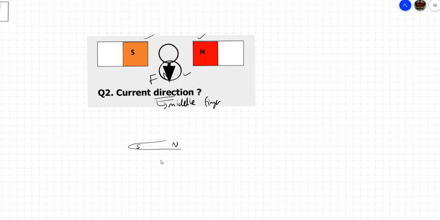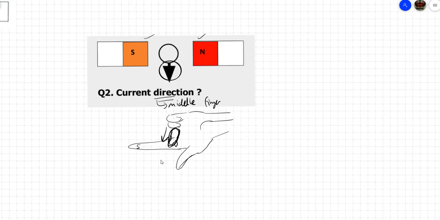So it's going to be downward like this. Therefore, the middle finger is pointing like this. So the current is going out of the screen. So therefore, it's going to be A. This will be a dot.